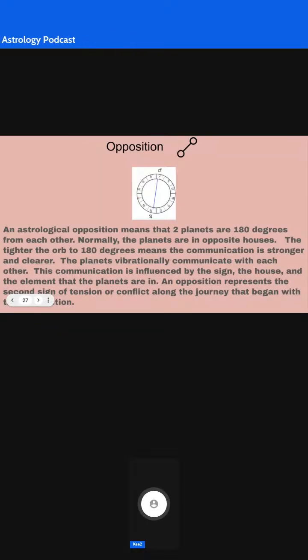The planets vibrationally communicate with each other. This communication is influenced by the sign, the house, and the element that the planets are in. An opposition represents the second sign of tension or conflict along the journey that began with the conjunction.